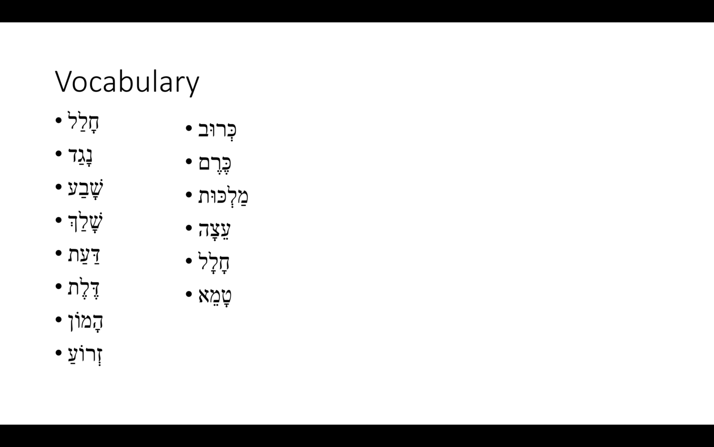Da'at, knowledge, understanding, ability. Delet, door. Hamon, multitude, crowd, sound, roar. Zeroa, arm or forearm, strength or power. Keruv, cherub. Kerem, vineyard. Malkut, kingdom, dominion, royal power. Etza, counsel, plan, advice. Halal, pierced, slain, defiled. Tameh, unclean.